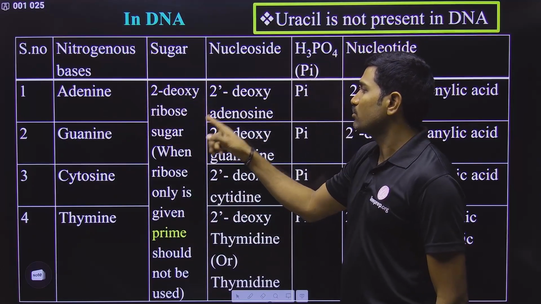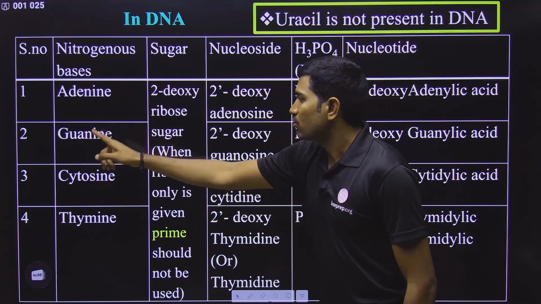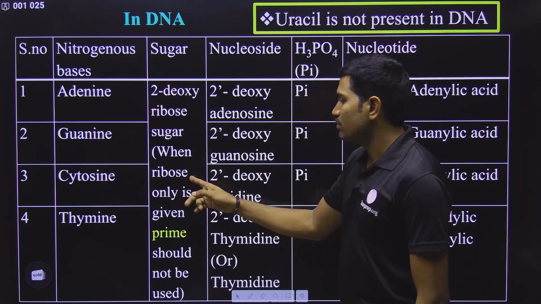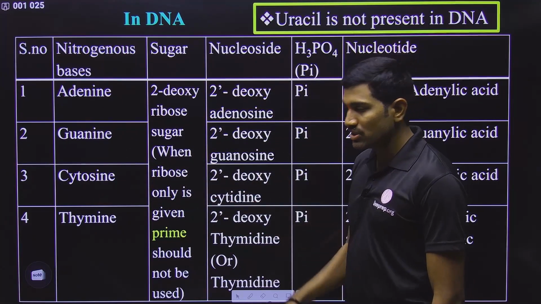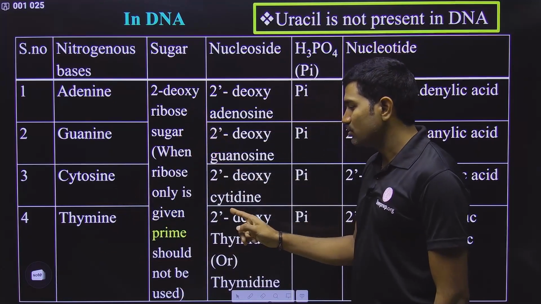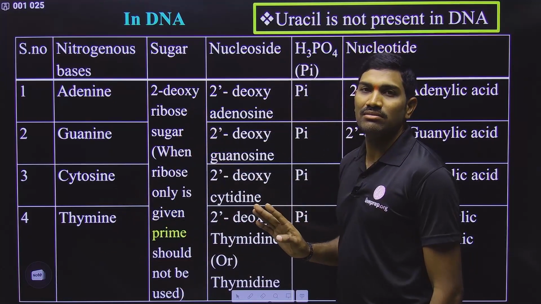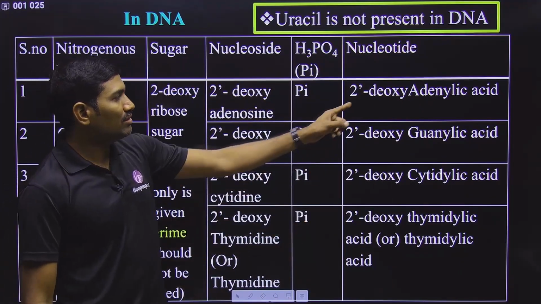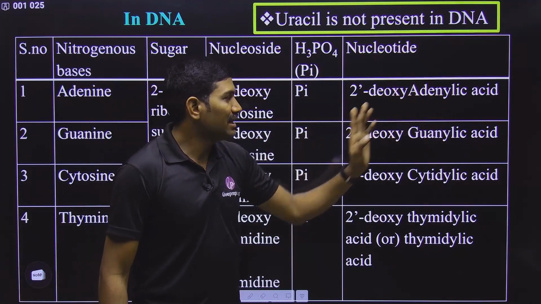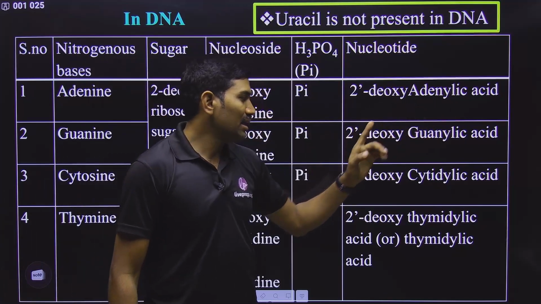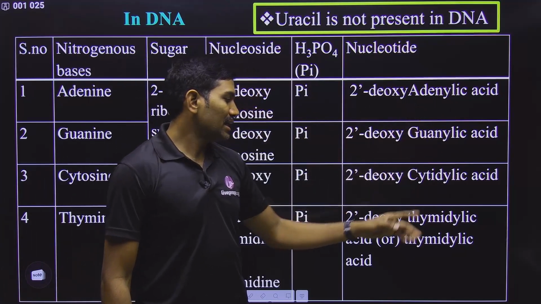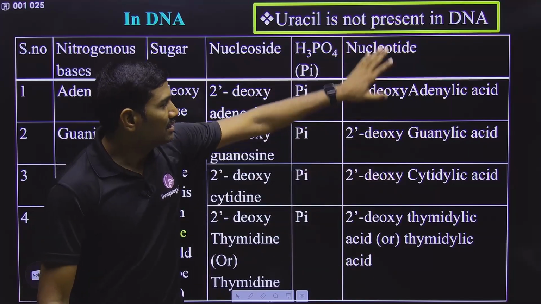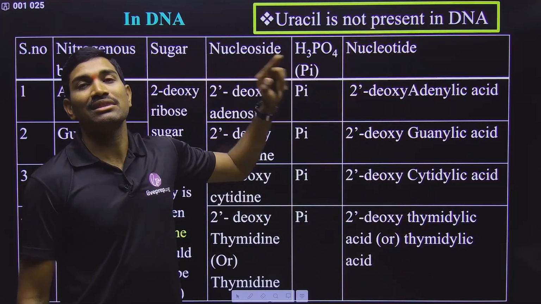Adenine plus 2-deoxyribose is 2'-deoxyadenosine. Guanine plus 2-deoxyribose is 2'-deoxyguanosine. Cytosine plus 2-deoxyribose is 2'-deoxycytidine. Thymine plus 2-deoxyribose is 2'-deoxythymidine. Clear? And now you need to add the phosphoric acid. So now what will be formed? 2'-deoxy adenylic acid, 2'-deoxy guanylic acid, 2'-deoxy cytidylic acid, 2'-deoxy thymidylic acid. That's it. So in this way, these are the nucleotides that are present within the DNA.